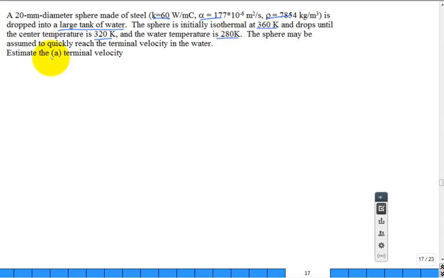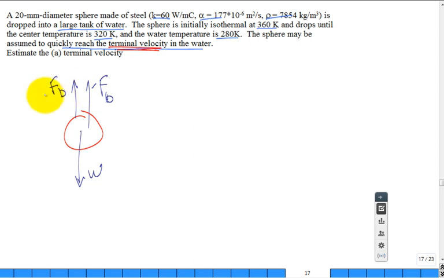The sphere may be assumed to quickly reach the terminal velocity in the water. So for part A, how are you going to solve for the terminal velocity? Nothing to do with the heat transfer. Free body diagram, A+. And with the free body diagram, I'm going to have a balance of forces such that it's no longer accelerating. The weight of the sphere. They have a buoyancy force. A lot of people would miss that one. And the drag force. Do we have any other forces? Nope. And at the free fall terminal velocity, the sum of those three forces, 2 up, 1 down, must equal 0. That's exactly it.